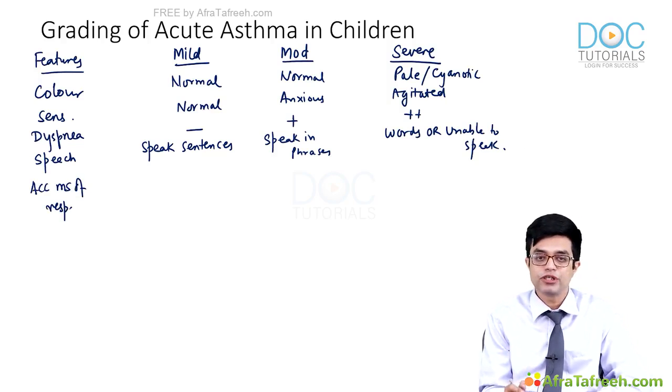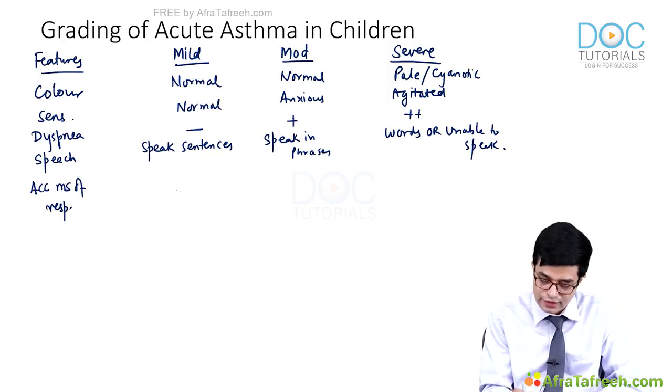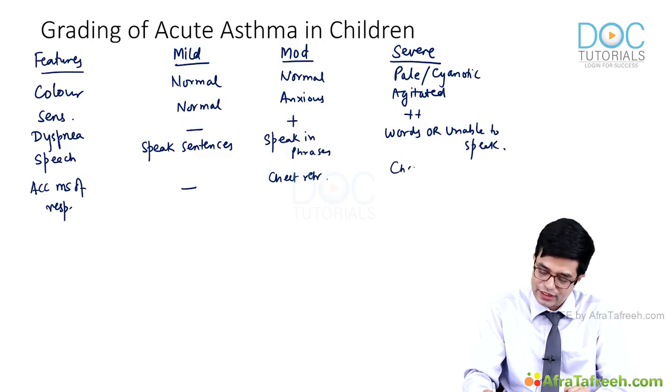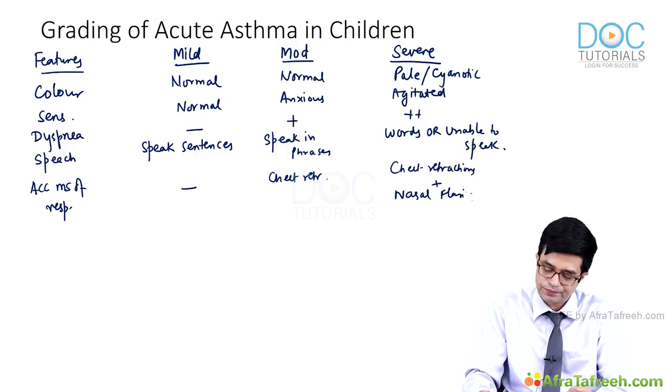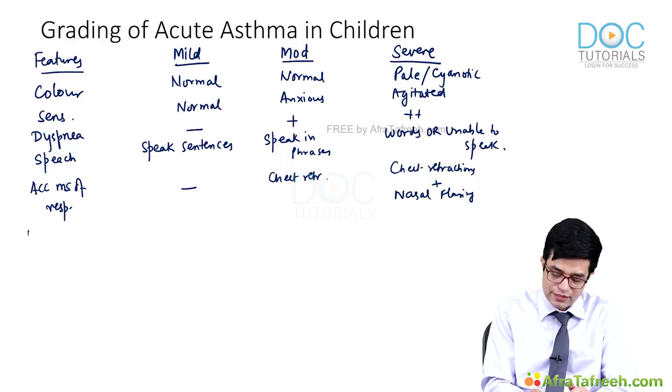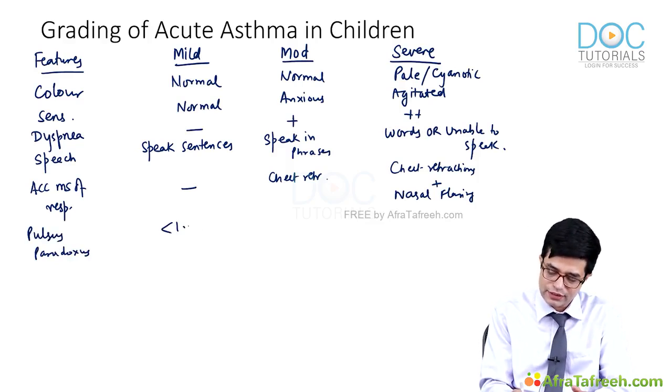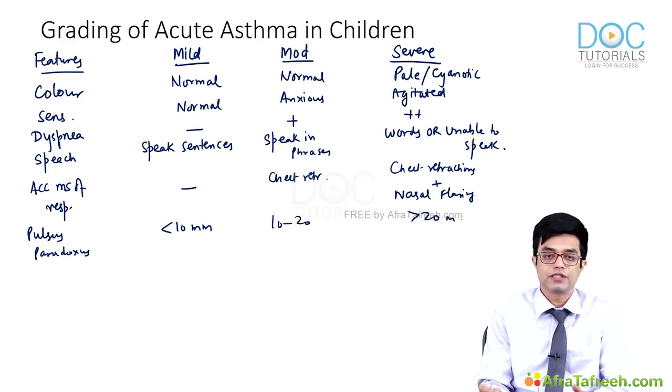Then we look at the use of accessory muscles of respiration. Accessory muscles of respiration use, it is absent. No accessory muscles of respiration are being used. The child may have chest retractions here. In severe, there will be chest retractions, intercostal and subcostal, along with nasal flaring. Then we look at pulsus paradoxus. How to perform it, how to look for it is something you learn in clinics and in medicine. So pulsus paradoxus, here it is less than 10 millimeters, it is 10 to 20 millimeters and it is more than 20 millimeters in case of severe asthma.